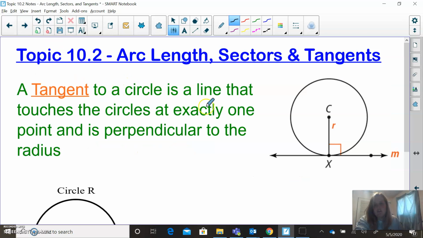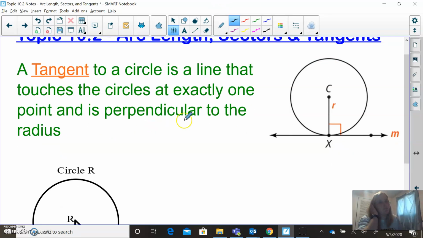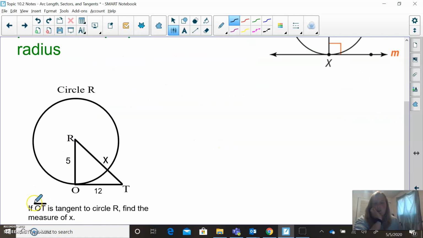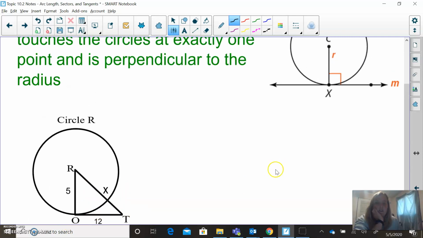So, a tangent to a circle is a line that touches the circle at exactly one point and is perpendicular to the radius. So that means the tangent line, this line on the outside, and the radius are perpendicular, which means they meet at a 90-degree angle. Okay, so if OT is tangent to circle R, find the measure of X.